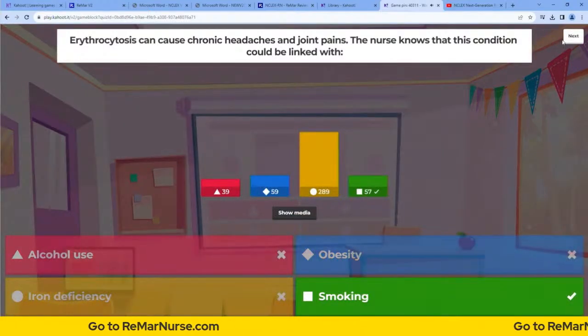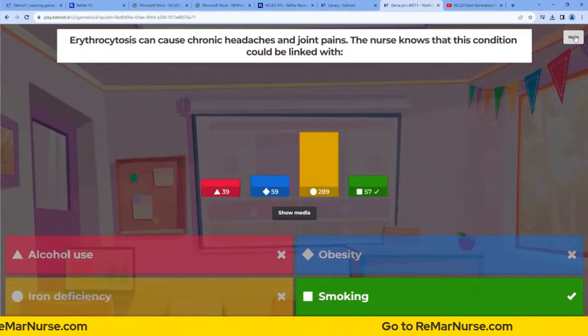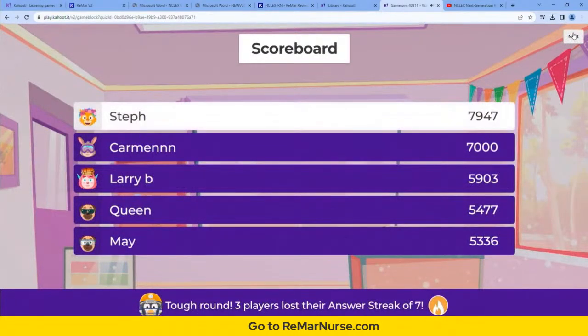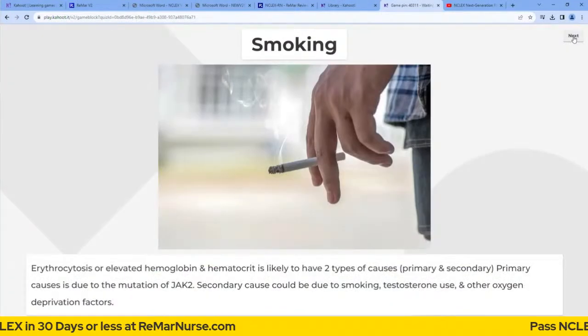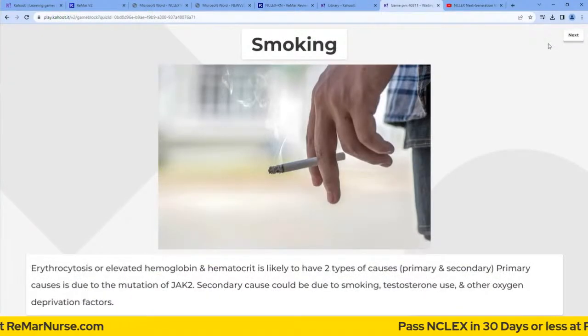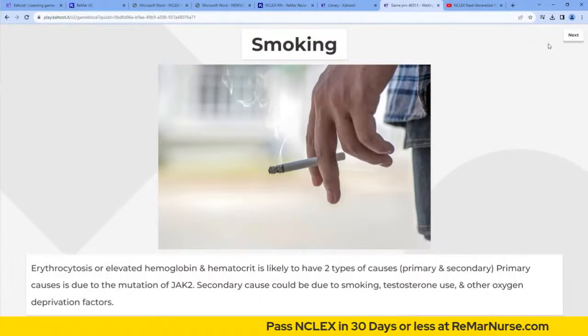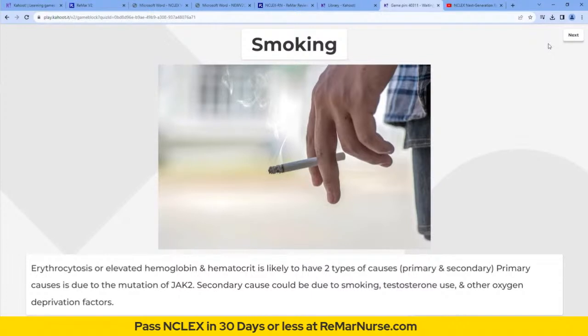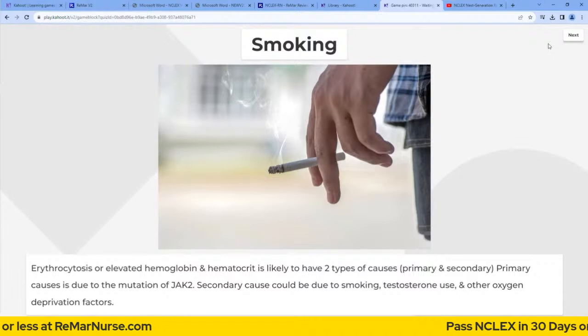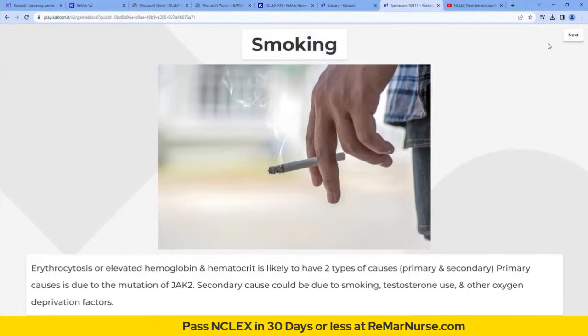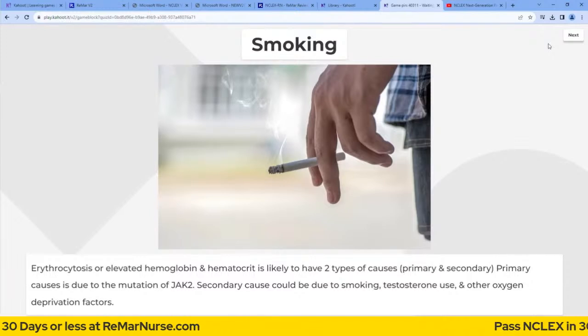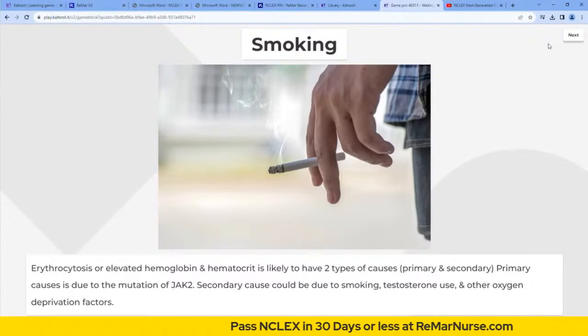289 people picked iron deficiency, but it was actually smoking that was the right answer. 57 people got that right. Our leaderboard has not changed, but erythrocytosis, or elevated hemoglobin and hematocrit, is likely to have two causes, primary and secondary. The primary cause is due to the JAK2 mutation. We did go over the JAK2 mutation for one of our study sessions. And the secondary cause could be due to smoking, testosterone use, or when our patient is put in oxygen deprivation states. So smoking can do that for sure.